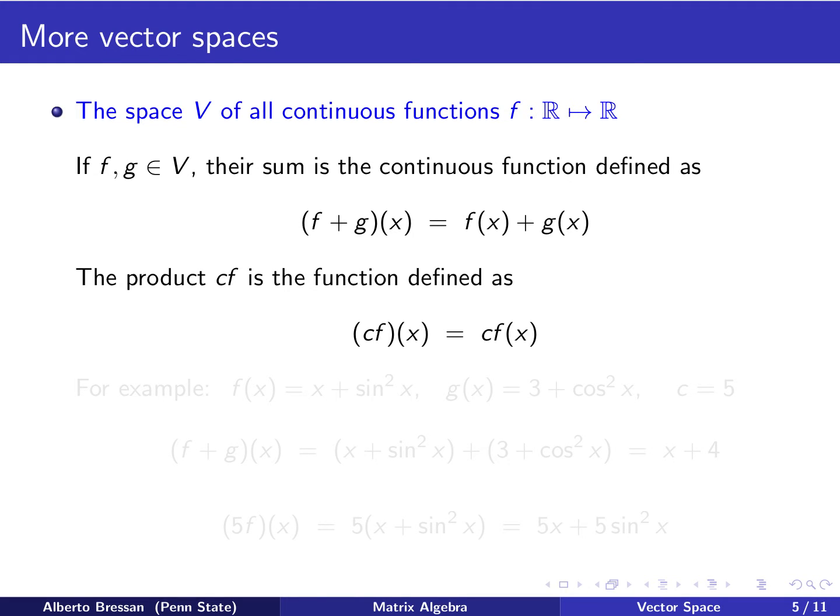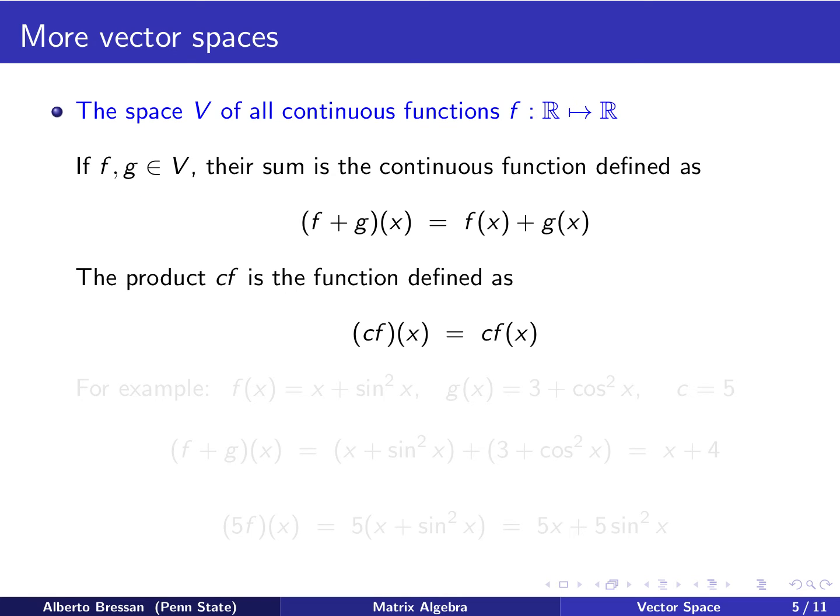Now let's go a bit broader. Vector spaces don't have to be restricted to vectors. The space V of all continuous functions f from R to R is also a vector space. We can verify the properties. So let's say we have 2 functions f and g. They're in the space V, meaning that these are continuous functions.